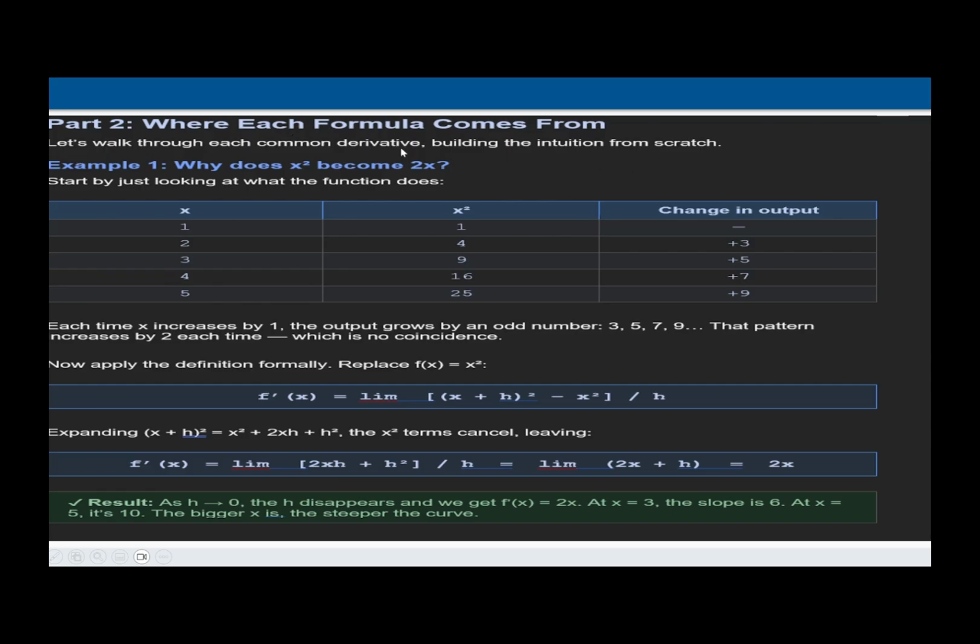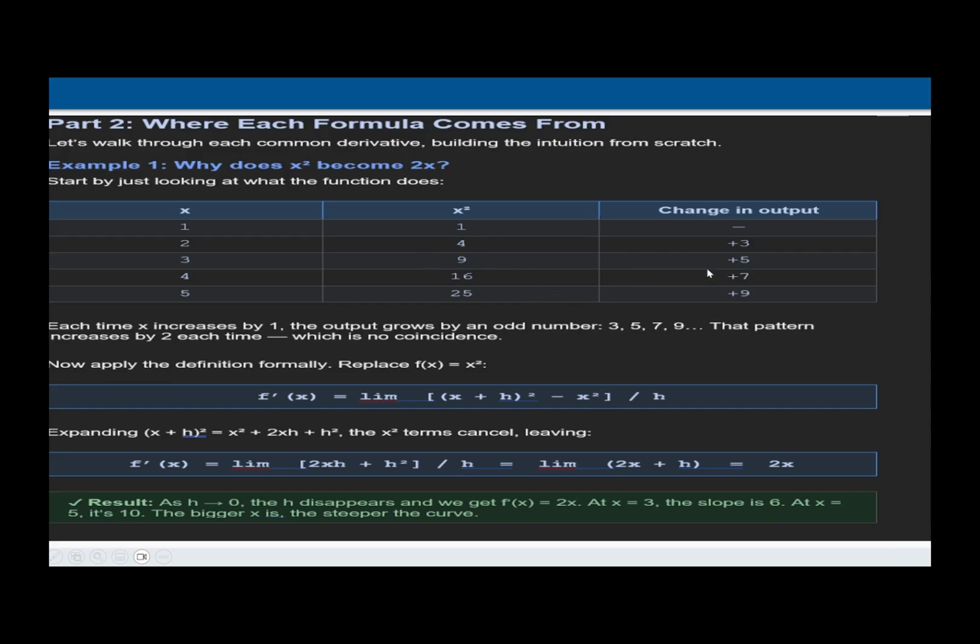Let's work through the common derivatives, building the intuition from scratch. For example, why does x squared become 2x when you take the derivative? Start by just looking at what the function does. For x equal 1, 2, 3, 4, 5, 6, x squared will be 1, 4, 9, 16, 25. We all know that. The change in output: from 1 to 4, that means plus 3. From 4 to 9, we increase by 5.